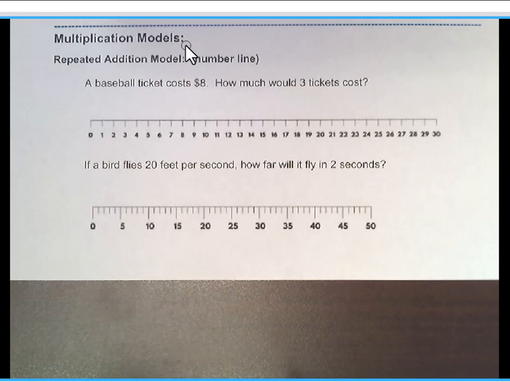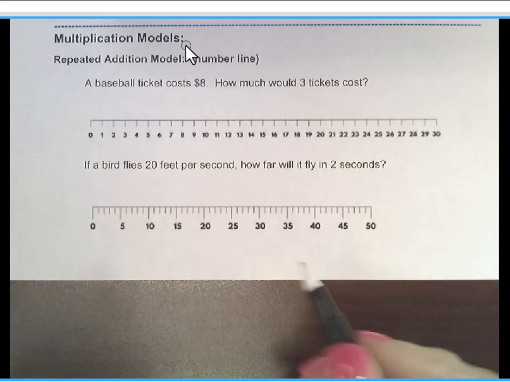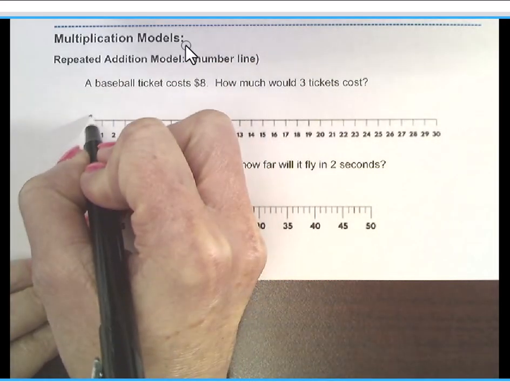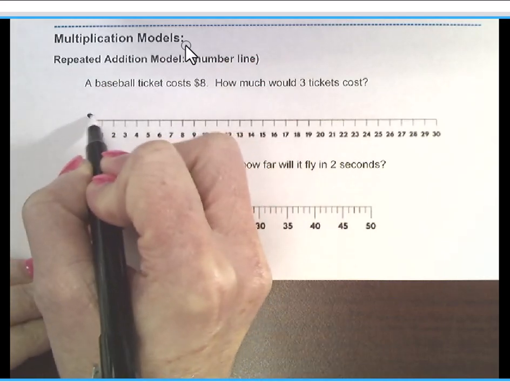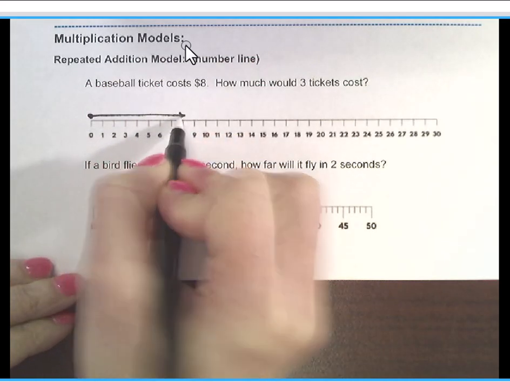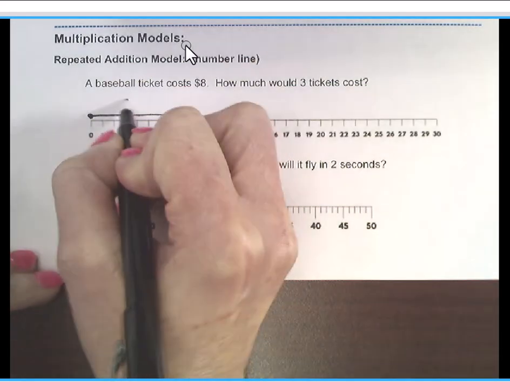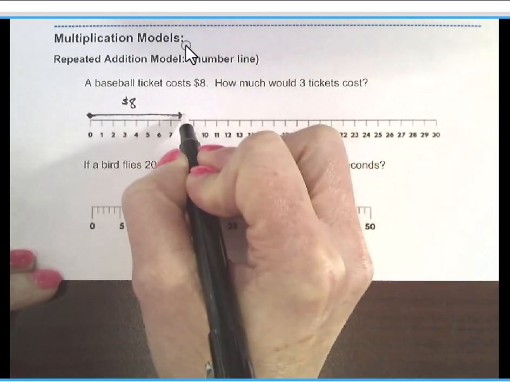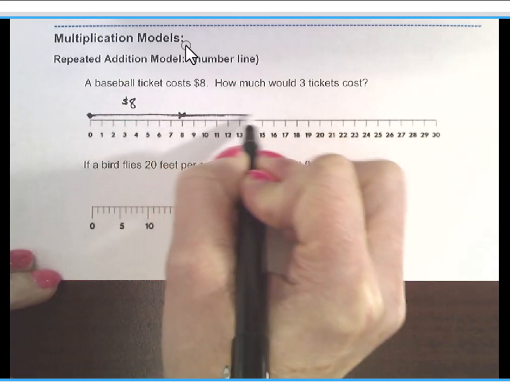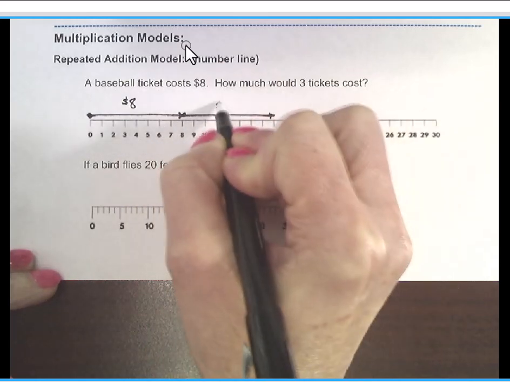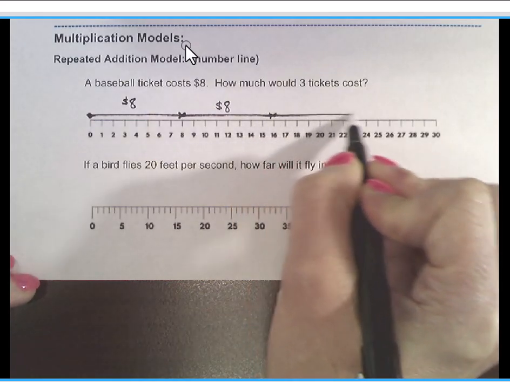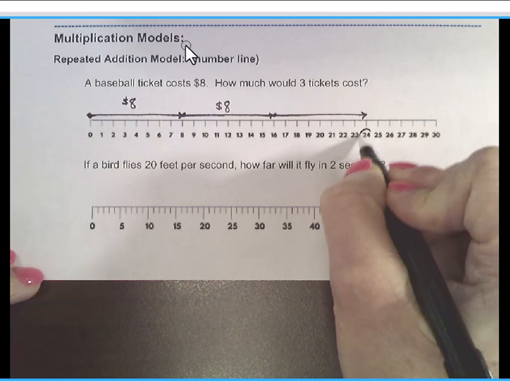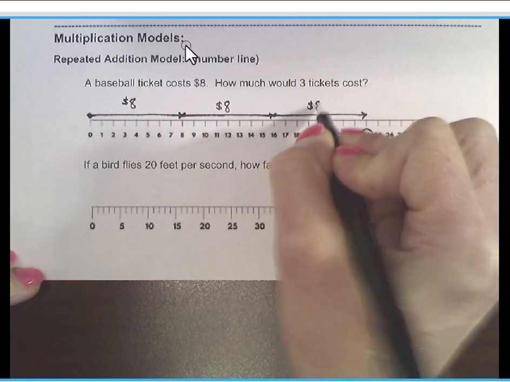So the first one says a baseball ticket costs $8. How much would 3 tickets cost? So you would start at 0. And for the first ticket, you would go up to $8, right? So starting here, go up to $8. I'll put an arrow there. That's for the first ticket. And then you'd have another one. So that would take you up to $16. It's another $8. And then you have another ticket, and that's going to take you up to 24. It's going to be your final answer there.